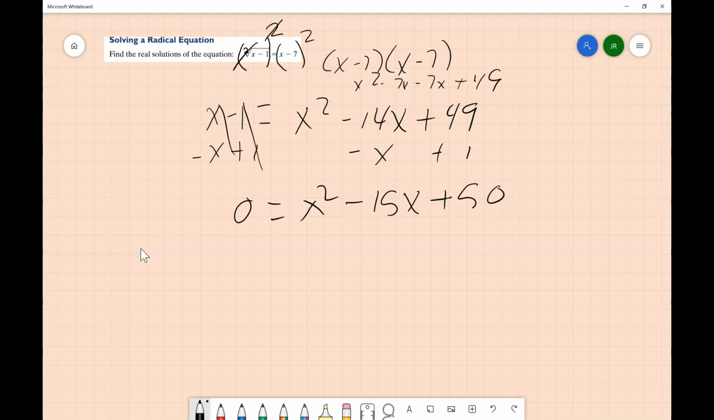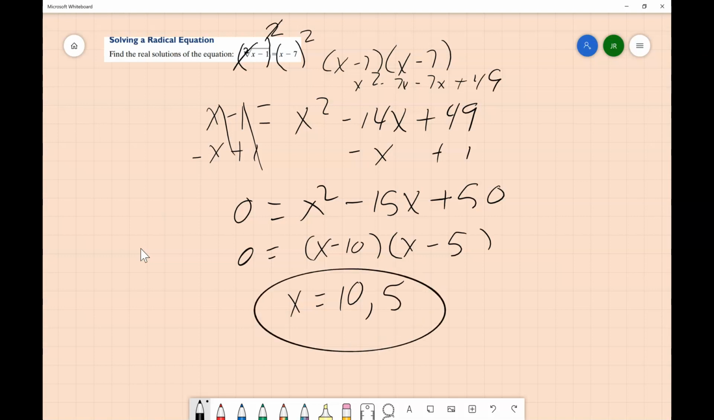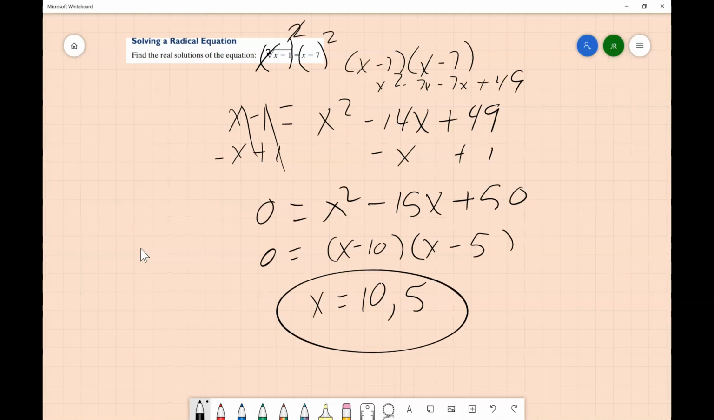From here, I have just a normal quadratic equation that you've already seen how to solve in multiple ways. You can do the quadratic formula, but I prefer to factor if possible. And I think it's possible to factor this. I think that's x minus 10 and x minus 5. So x equals 10 and 5 whenever I set those equal to 0 and solve them. 10 and 5 will be my answers. But remember what I have to do. I have to put these into the original equation to see if they truly work.